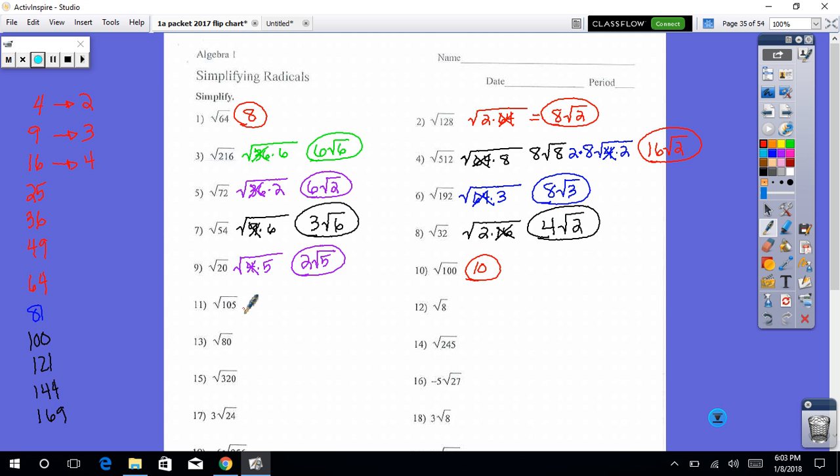Okay, 105, let's see where we can start here. We're obviously not going to start with 81 or with 64. Let's try 49. 105 divided by 49 is not even, so let's go to the next one down. Let's try 36. It is not even. 105 divided by 25 is not even.